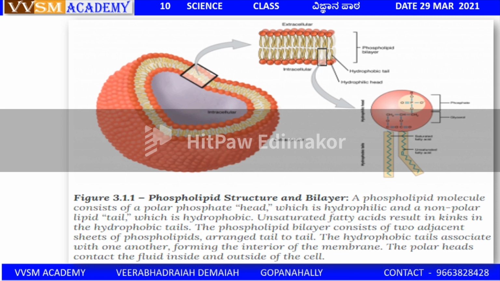The phospholipid bilayer consists of two adjacent sheets of phospholipids arranged tail to tail. The hydrophobic tails associate with one another, forming the interior of the membrane. The polar heads contact the fluid inside and outside of the cell. This is the double layer, how they are attached here, a tail to tail arrangement, that is called the phospholipid bilayer.